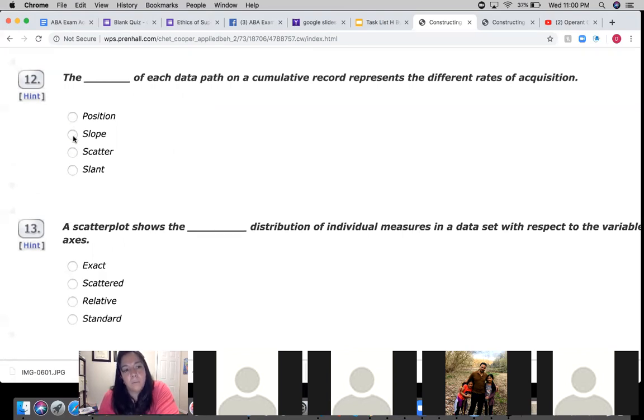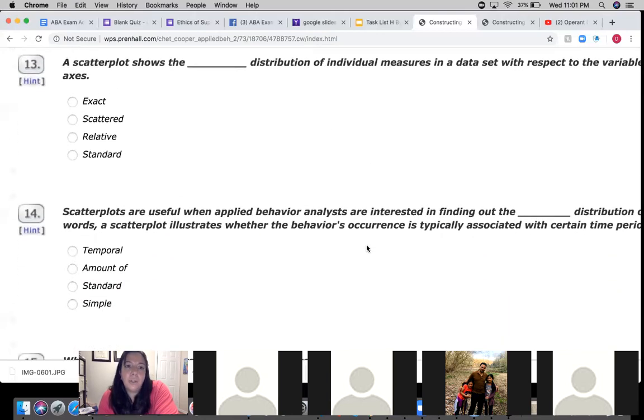A scatter plot shows the blank distribution of individual measures in a data set with respect to the variable axis. Exact, scattered, relative, or standard. Relative. Oh, relative. All right.